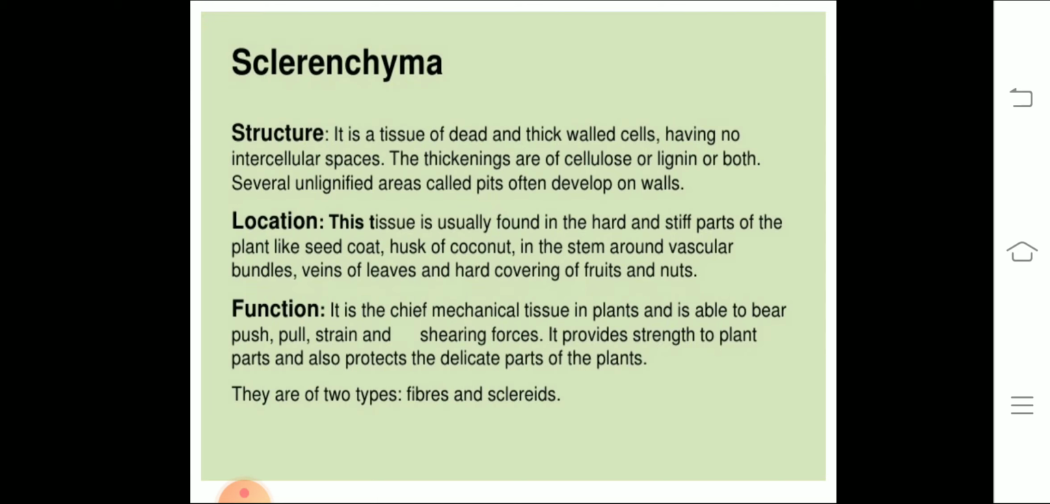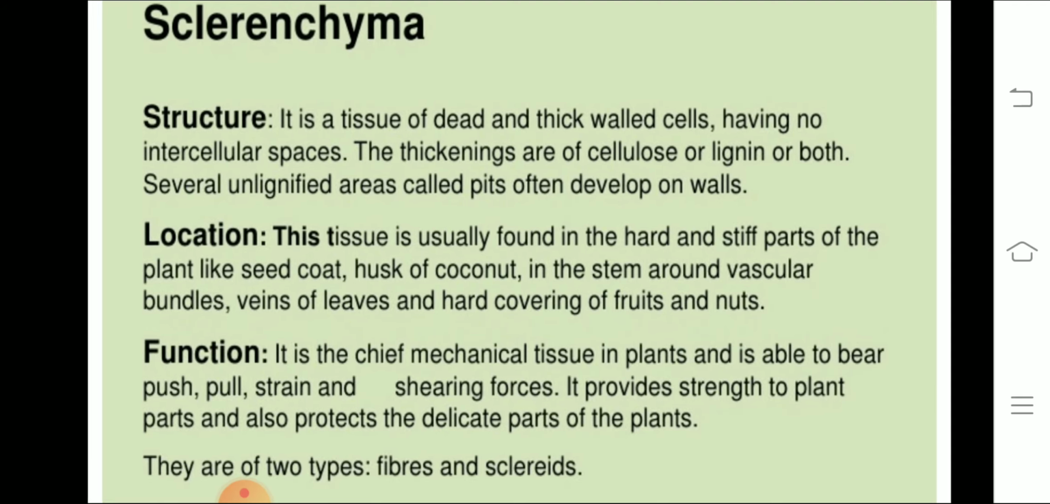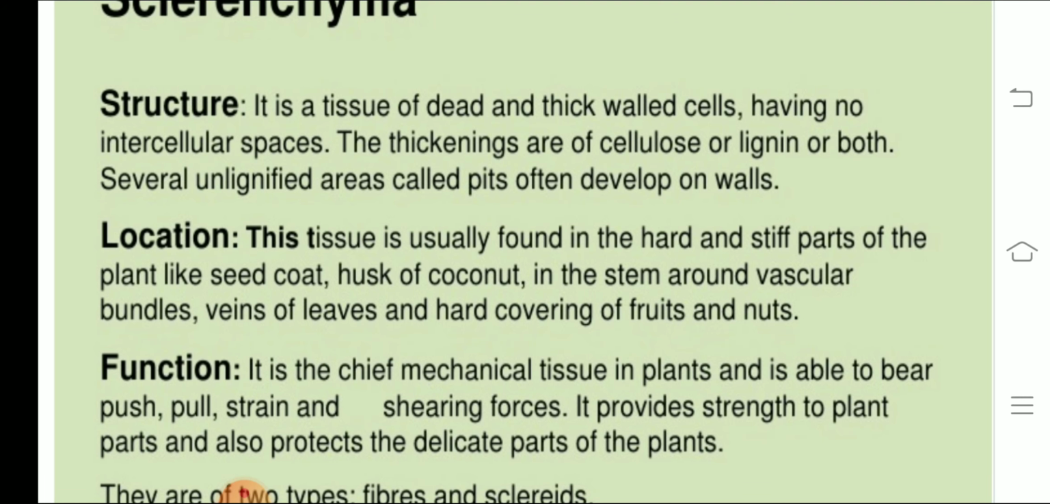Next is sclerenchyma. Sclerenchyma is mainly made up of dead tissues. It consists of only dead cells, and the cells have very thick walls, and there is no intercellular space between them. Its cell wall is made up of a cement-like substance called lignin. It can be of cellulose or lignin, but mostly sclerenchyma is made up of lignin.